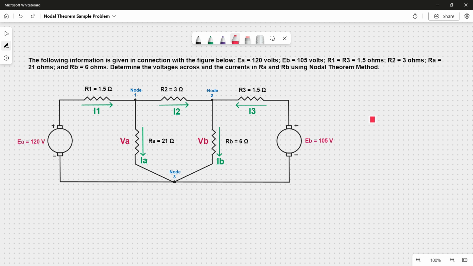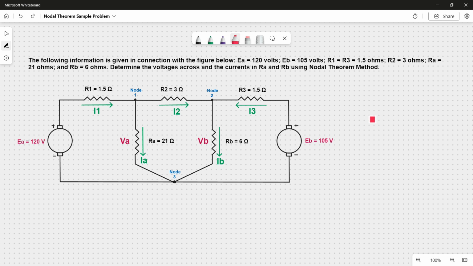The following information is given in connection with the figure below. EA is equal to 120 volts, EB is equal to 105 volts, R1 and R3 are equal to 1.5 ohms, R2 is equal to 3 ohms, RA is 21 ohms, and RB is equal to 6 ohms. Determine the voltages across and the currents in RA and RB using the Nodal Theorem Method.